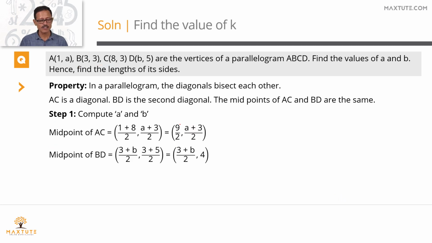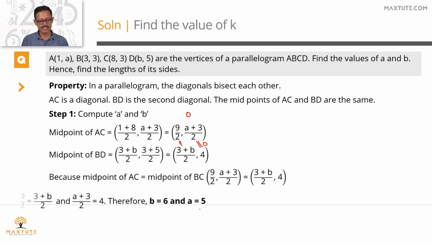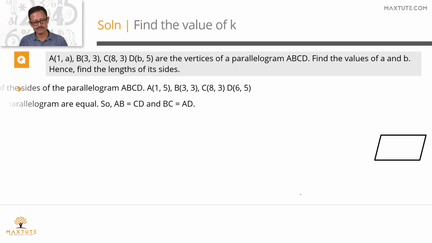Consolidate it in a printed form. Found out the midpoint of AC. This is the coordinates of O. Found out the midpoint of BD. Again coordinates of O. So we can equate the x coordinates and we can equate the y coordinates to find the value of a as 5 and b as 6.